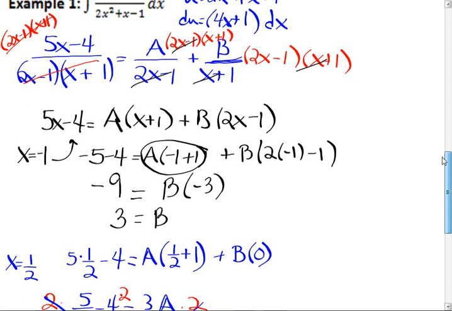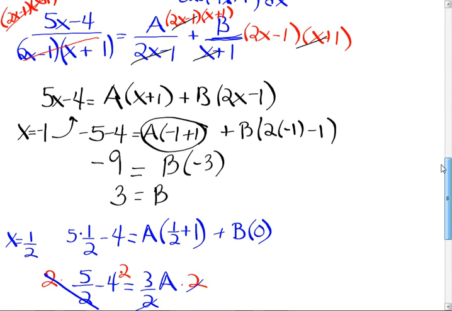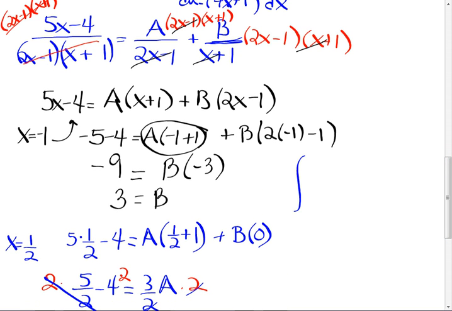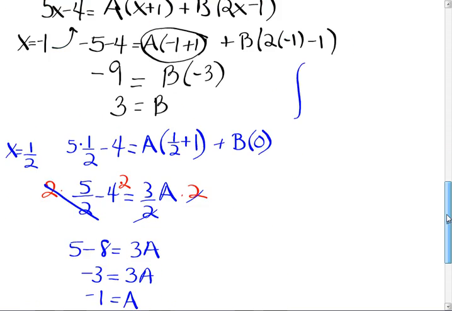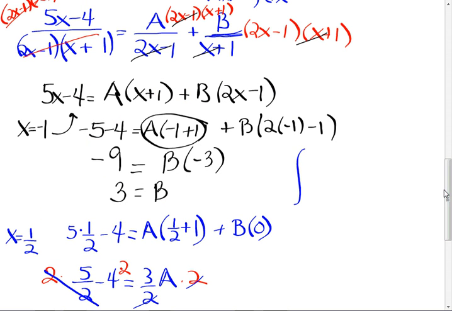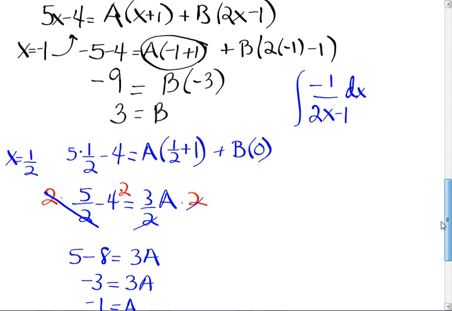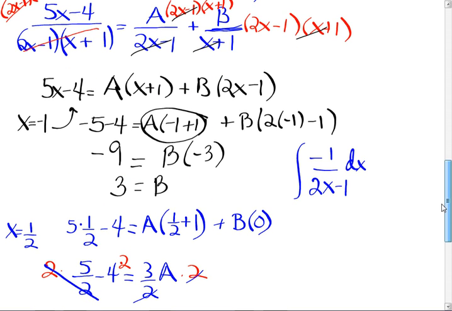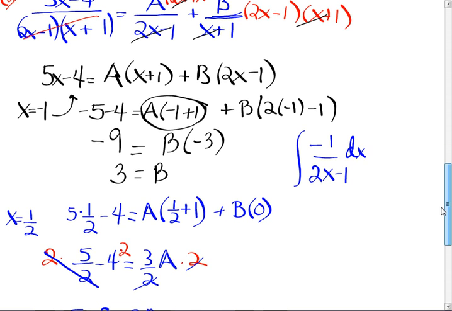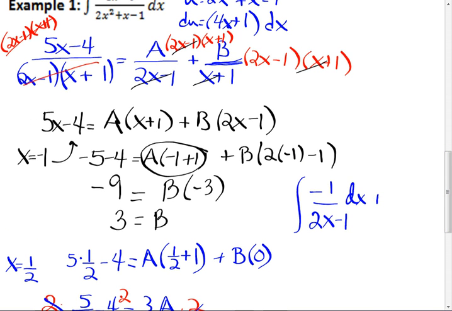Then we substitute it back in here. So I'm going to have the integral of a was 1/2. No, a was 1, right? -1. -1 over 2x minus 1. It doesn't hurt us to integrate this. And b was positive 3, wasn't it? Positive 3 plus the integral of 3 over x plus 1 dx.